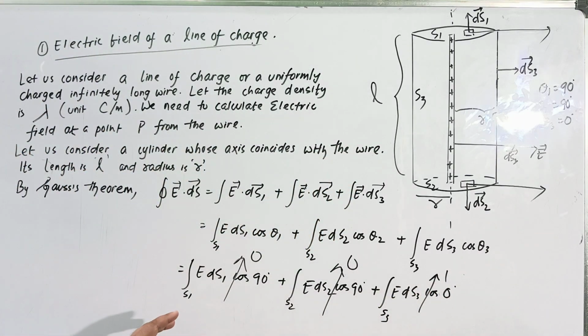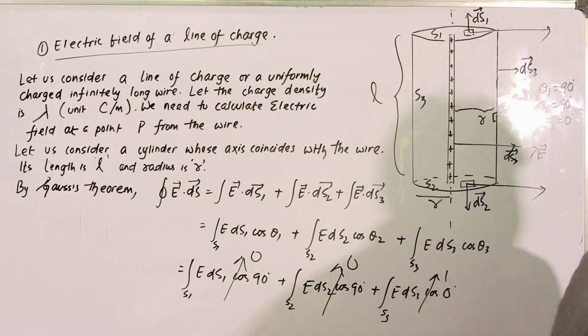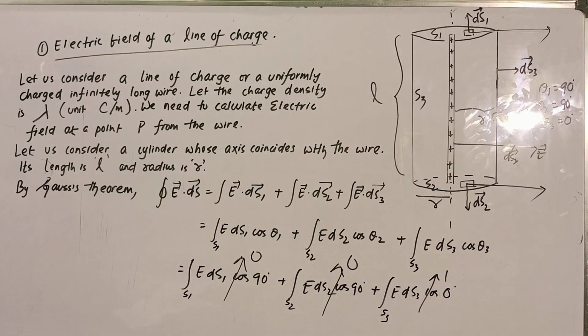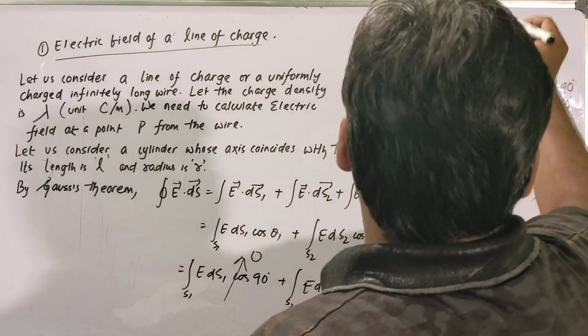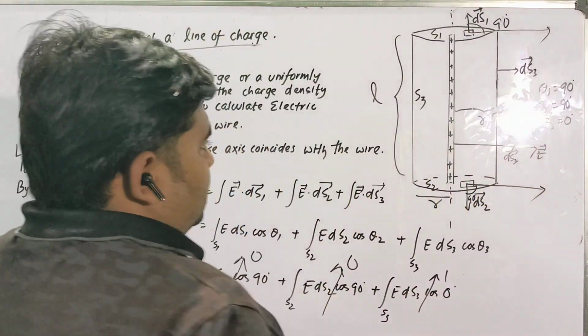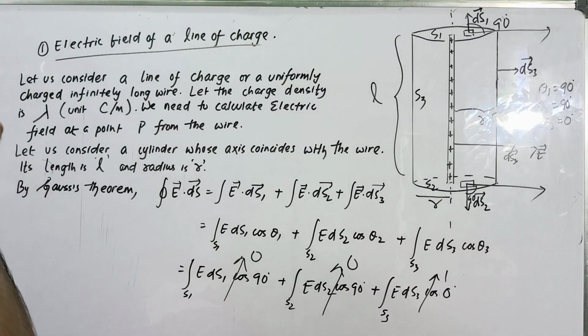So we get a contribution from the curved surface, and the flat surfaces do not contribute anything, as they are aligned at an angle of 90 degrees from the electric field. This angle is also 90 degrees. So the flat surfaces do not contribute, but only the curved surface contributes.